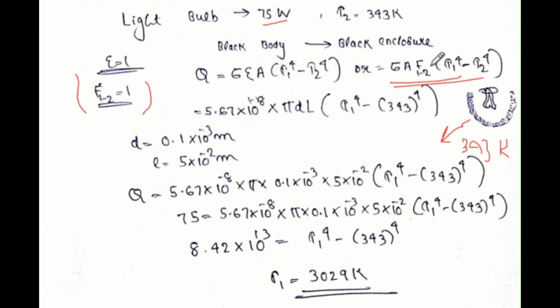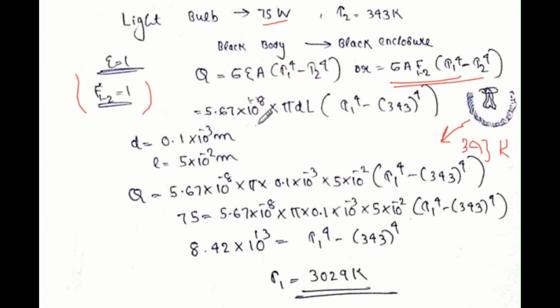And here the view factor F12 from 1 to 2 will be 1. Why? Because every fraction of the radiation emitted from this filament falls on the black body and is absorbed. So nothing gets wasted, and the view factor will be 1. So the equation gets reduced to this basic equation. Or in this equation, we know it's a black body, so epsilon is 1. Either way you can do it.